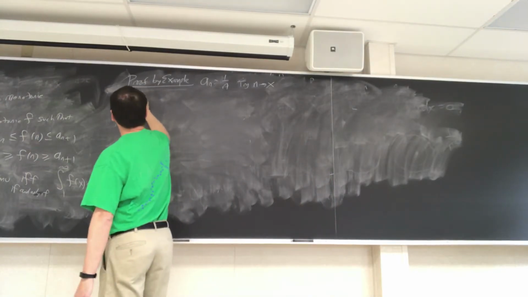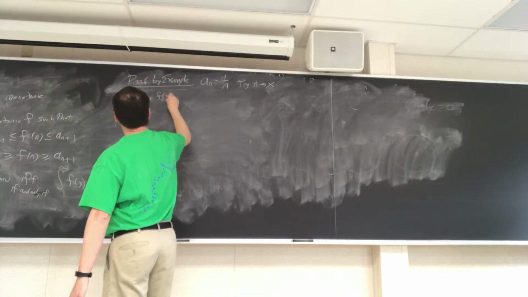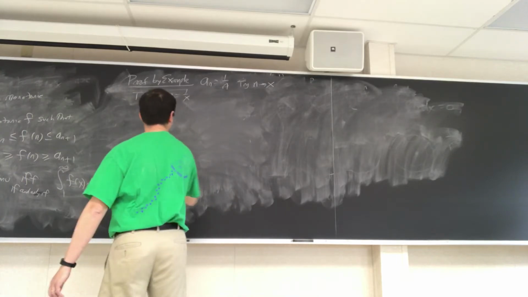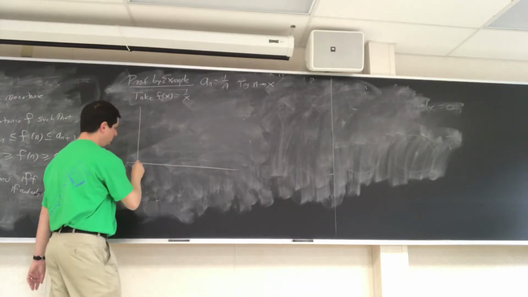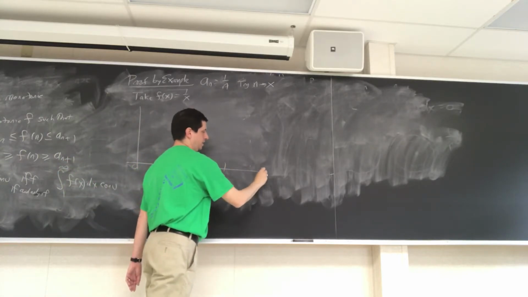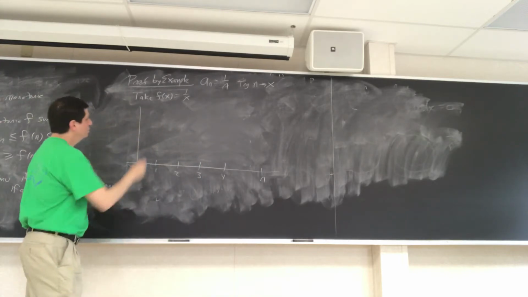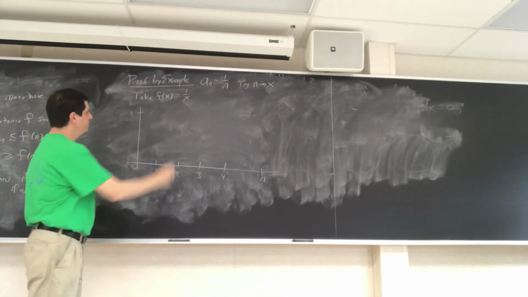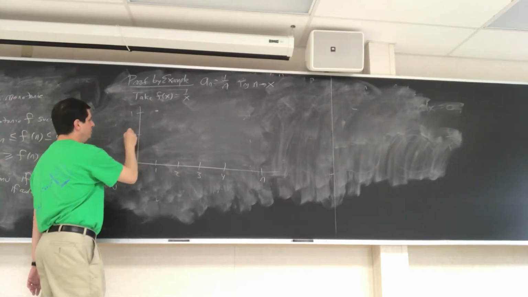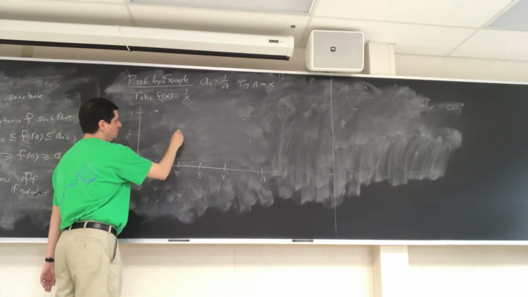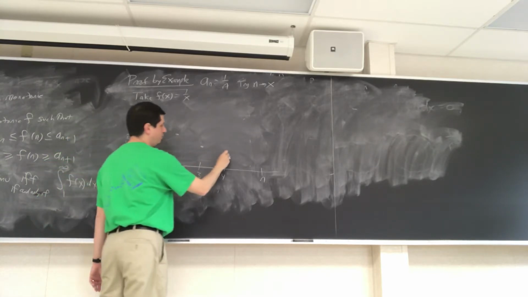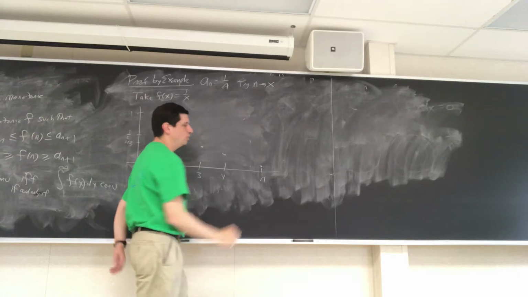So we'll take f of x to be 1 over x. All right. So here's 0, 1, 2, 3, 4, n. When n equals 1, the value of 1 over n is just 1. When n equals 2, the value of 1 over n is 1/2. When n equals 3, the value is 1/3. 1/4, not drawn to scale, 1 over n.